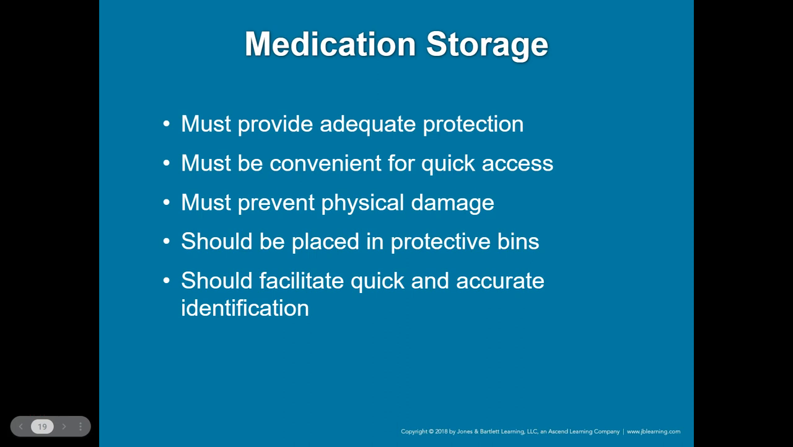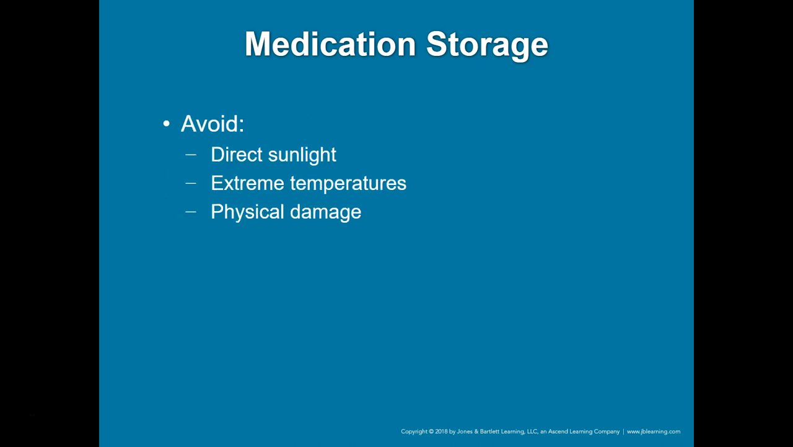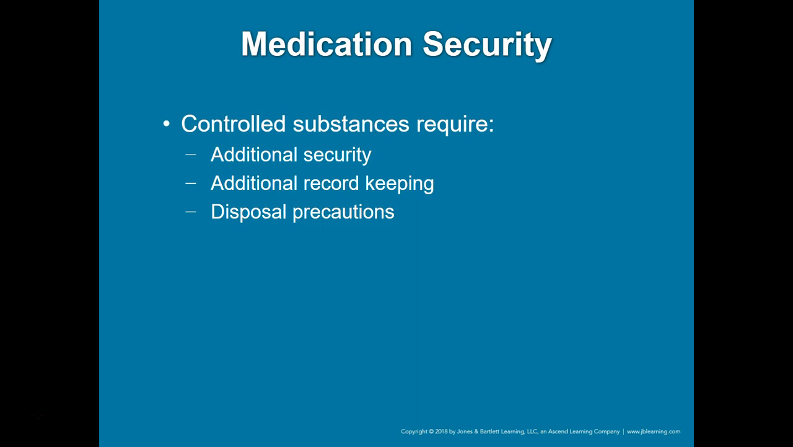Medication storage, we have to have good protection for it, especially if it's a controlled substance. It's got to be behind locked doors. It's got to be convenient, of course. You don't want it to get broken, so some sort of protective bin, and it should be sorted so that you can quickly identify it and not mix up different medications. That's the best way. Of course, keep it out of direct sunlight, extreme temperatures, and physical damage. If you can have it in climate-controlled storage, that's the best.